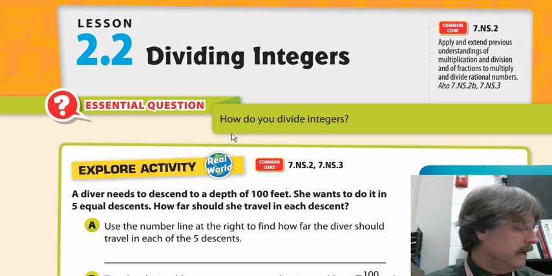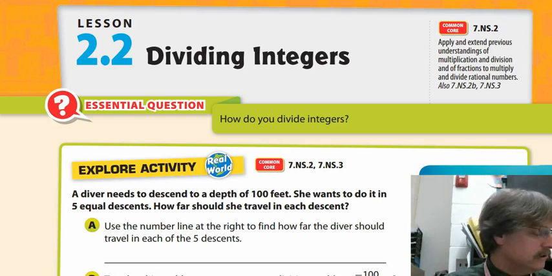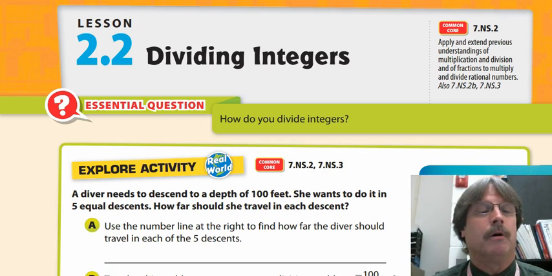multiplication. So here in this lesson, when both the divisor and the dividend have the same sign, the quotient is positive. When the divisor and the dividend have different signs, the quotient is negative. Of course, dividing by 0 is undefined, and division can be written using a fraction bar.